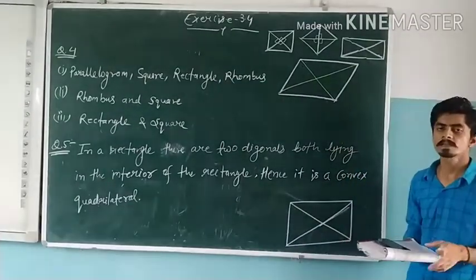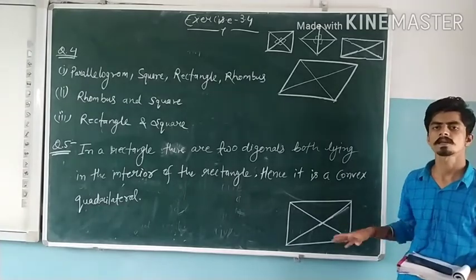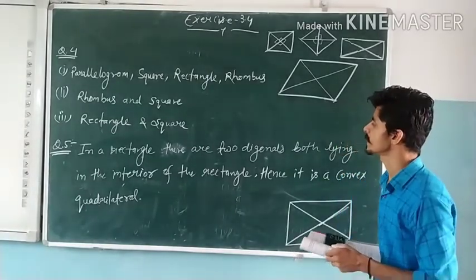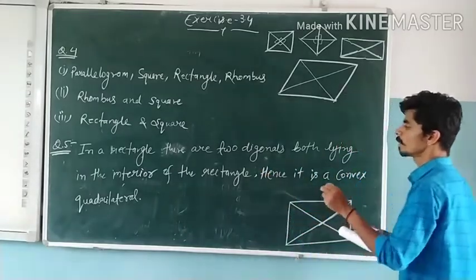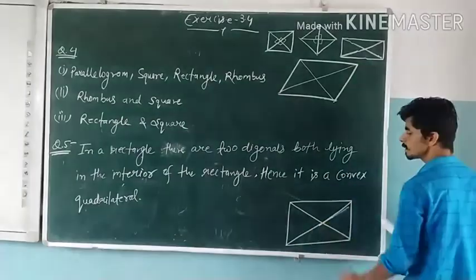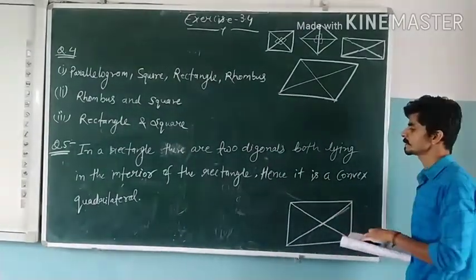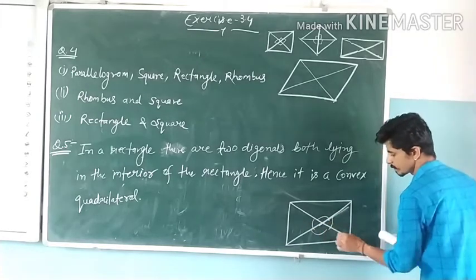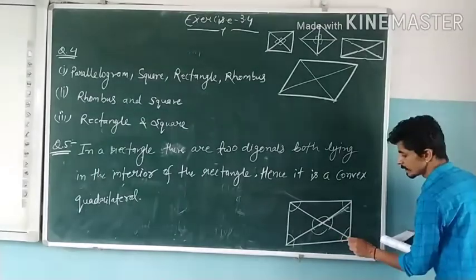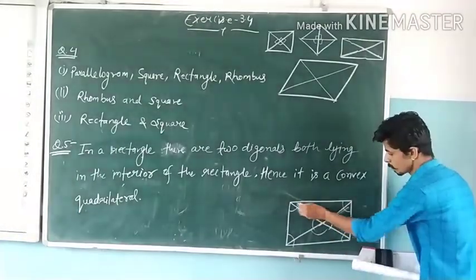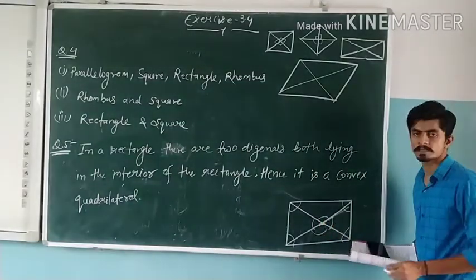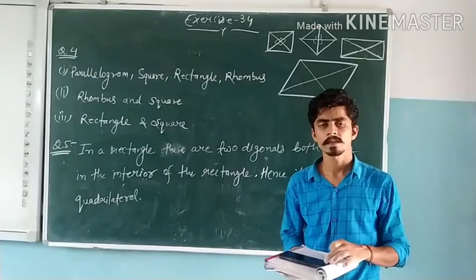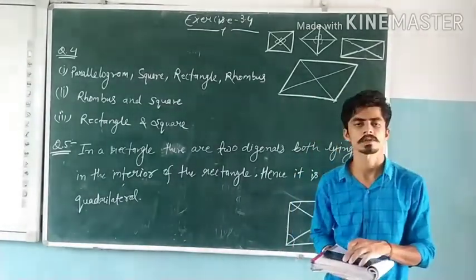So convex means the angles which are formed are inside of the figure. As we can see here, in a rectangle there are 2 diagonals both lying in the interior of the rectangle. Both diagonals are inside of the figure, hence it is a convex quadrilateral. All the angles formed here are inside of the figure, and both diagonals intersect each other at the midpoint, which is inside the rectangle. So that means a rectangle is a convex quadrilateral. So that's all the solution of question number 5.